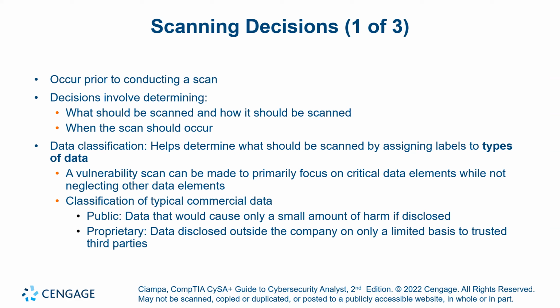Data classification. This helps determine what should be scanned by assigning labels to types of data. A vulnerability scan can be made to primarily focus on critical data elements while not neglecting other data elements. Classification of typical commercial data. There's the public, which is data that would cause only a small amount of harm if disclosed.